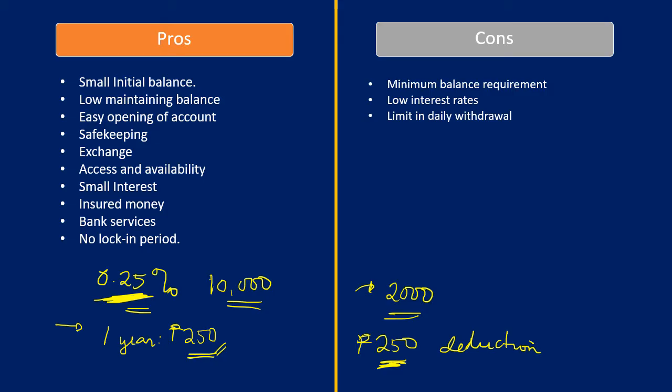What else? You also have limits in daily withdrawal. Most banks, you can only withdraw up to 20,000. If you want to withdraw more than 20,000, you have to line up in the counter. Or what if it's already late at night and you need more than 20,000? You have to wait the following day so that you can withdraw from your account.